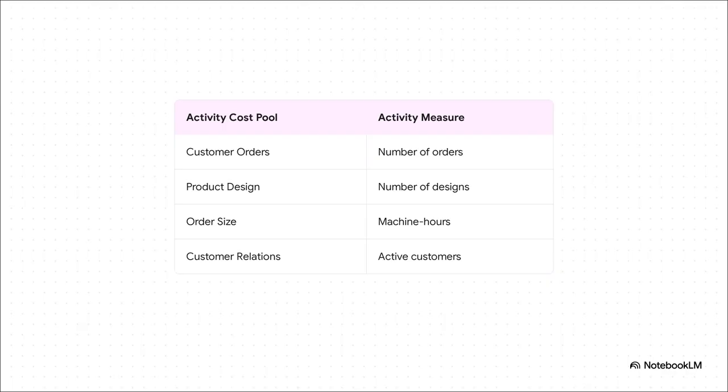buckets. Let's look at this framework straight from the Classic Brass case. Notice how logically these activity cost pools pair up with their activity measures. The customer orders bucket is driven directly by the number of customer orders. The product design bucket, driven by the number of product designs. This is the foundational architecture of your ABC system. Every single dollar of overhead has to find its proper bucket.